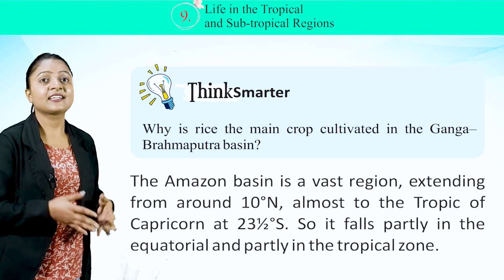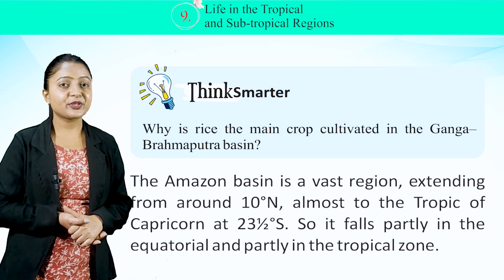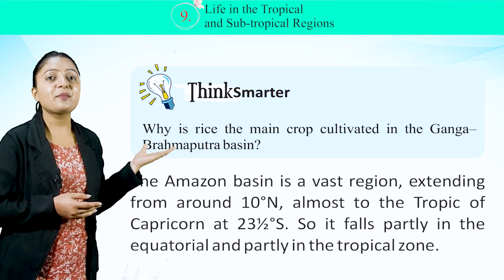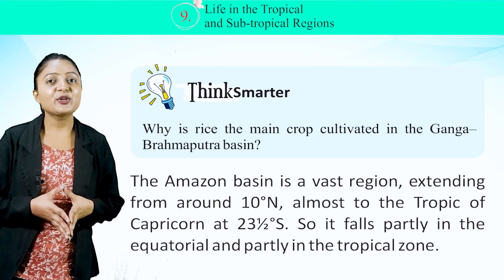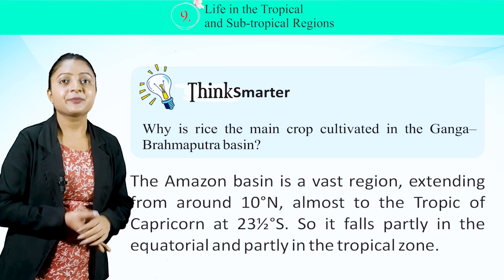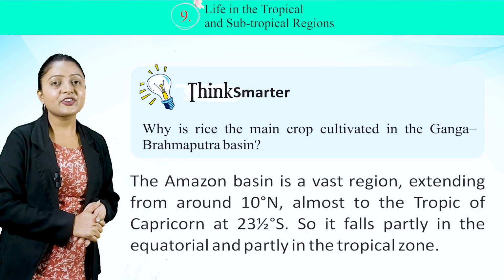Think smarter. Why is rice the main crop cultivated in the Ganga Brahmaputra Basin? The Amazon Basin is a vast region extending from around 10 degrees north almost to the Tropic of Capricorn at 23.5 degrees south. So it falls partly in the equatorial and partly in the tropical zone.